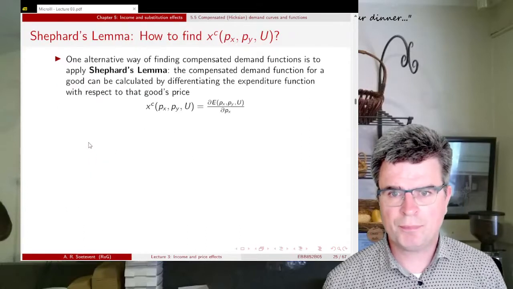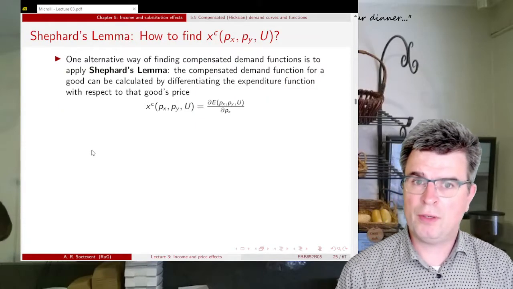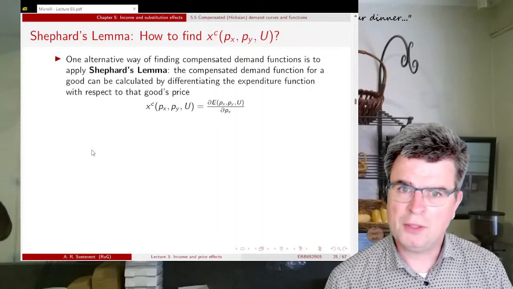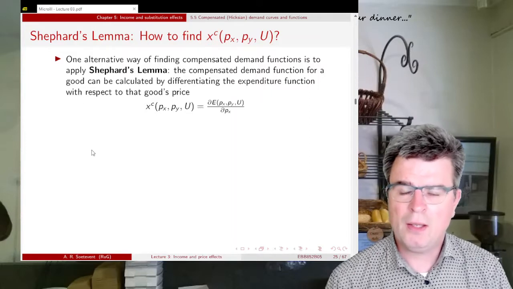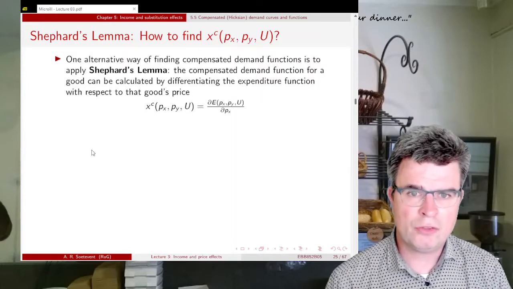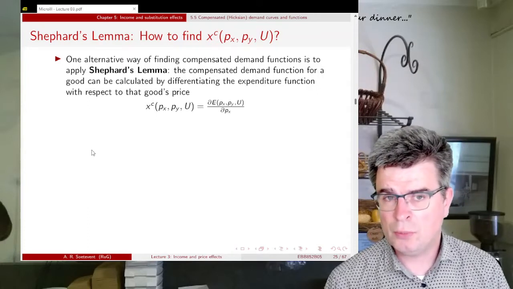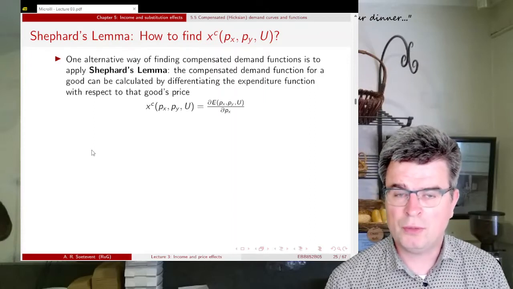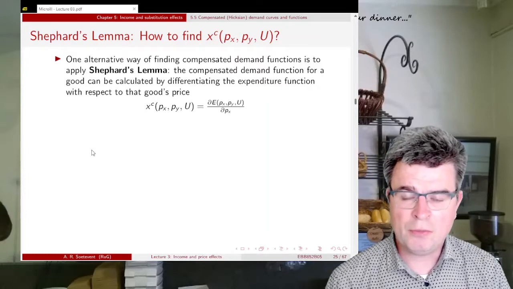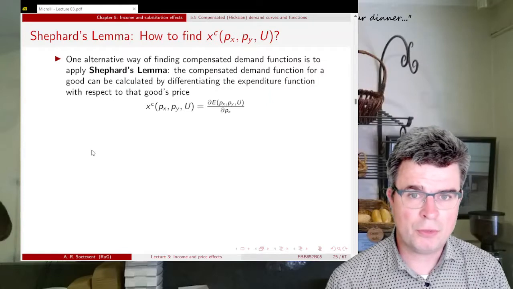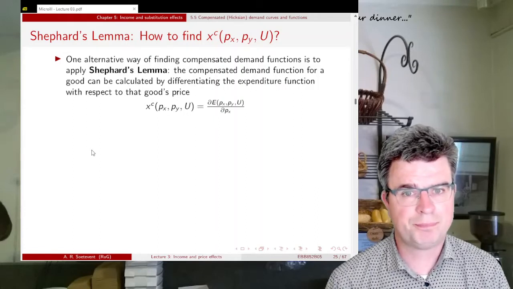Okay, so we now know that the compensated demand function is a very important concept. So the next question is, how can we find an expression for the compensated demand function? Now, one way of finding it is to use Shepard's lemma. So if we know the expenditure function, we can differentiate the expenditure function with respect to the good of which we want to consider the price change. And if we take the differential with respect to the price, then what we get is the compensated demand.